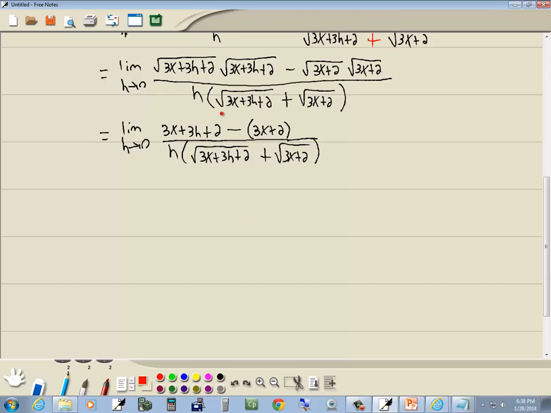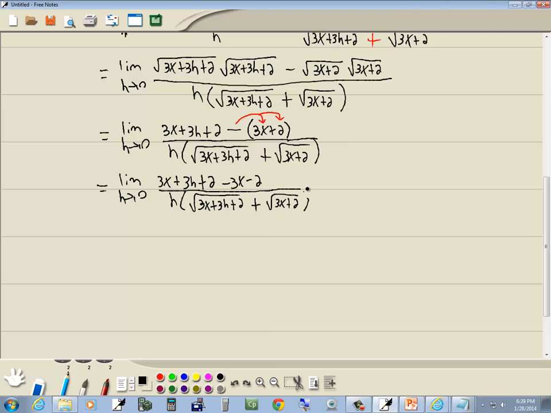Now up on top, a negative out in front of your parentheses flips the sign of everything inside, so that's going to flip the sign of the 3x and of the 2. So we got limit as h goes to 0 of 3x plus 3h plus 2 minus 3x minus 2, all over h times square root of 3x plus 3h plus 2 plus square root of 3x plus 2.